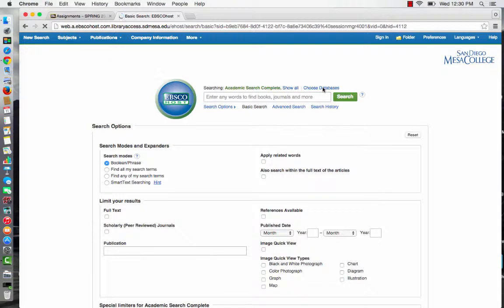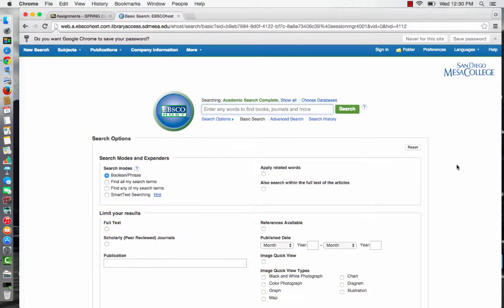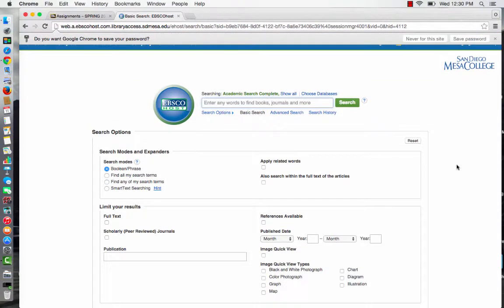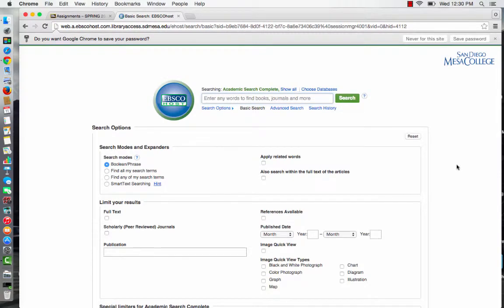Okay, here we go. All right, so first off, right off the bat, everybody, we're out here at the EBSCO homepage, so we need to limit our results. We need to find articles which will fit the parameters, the limitations that are already listed on the assignment worksheet. So first off, make sure that the search mode is Boolean phrase. That's a common search strategy, so we'll just keep that there.